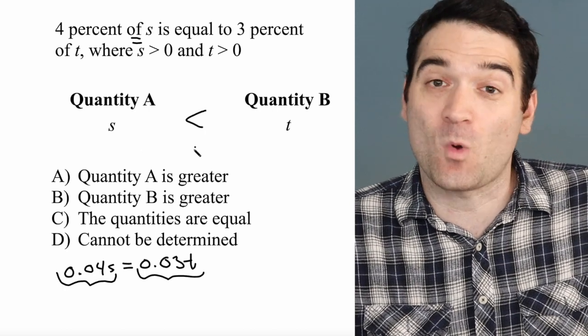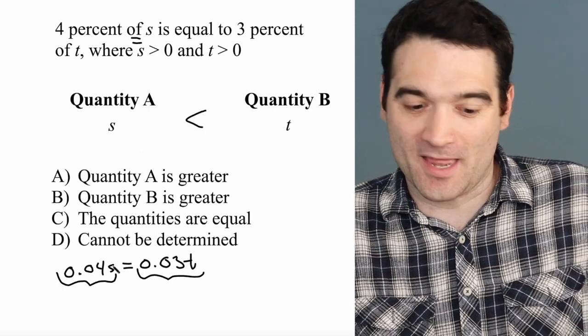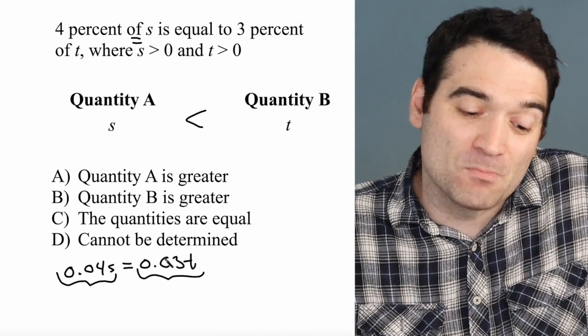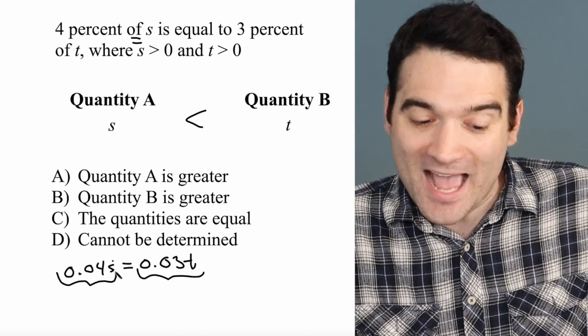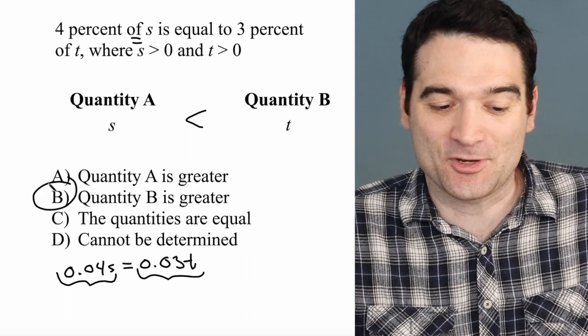The correct answer here is quantity B. T is greater than S because it's multiplied by a smaller number, and yet it's equal to S times a bigger number. Correct answer here is quantity B.